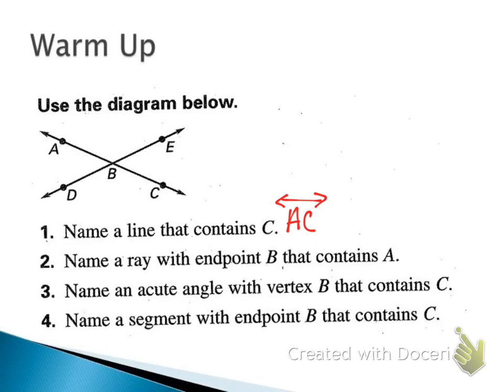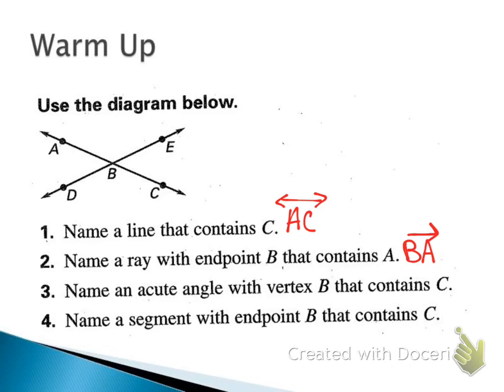Keon, what do you think it is? So we know it's a ray. What 2 points do you think are going to be on that ray? So when we name rays, we start at the endpoint, which is B, and we go through the other point. In this case, it's A.